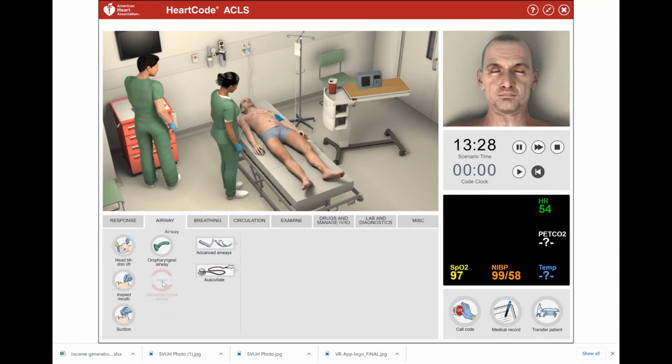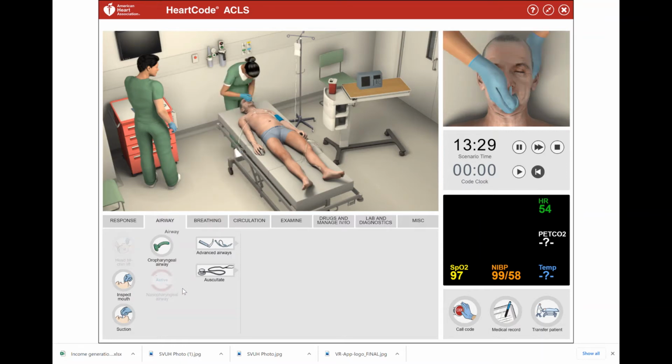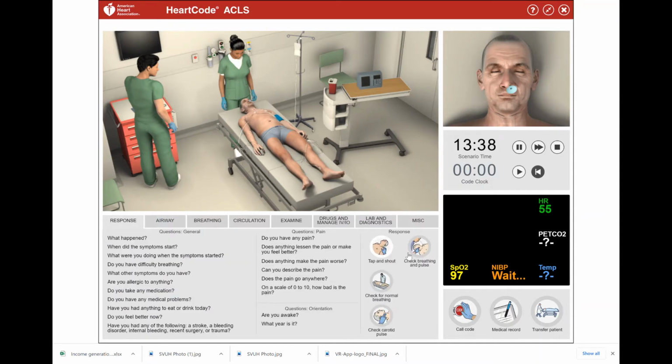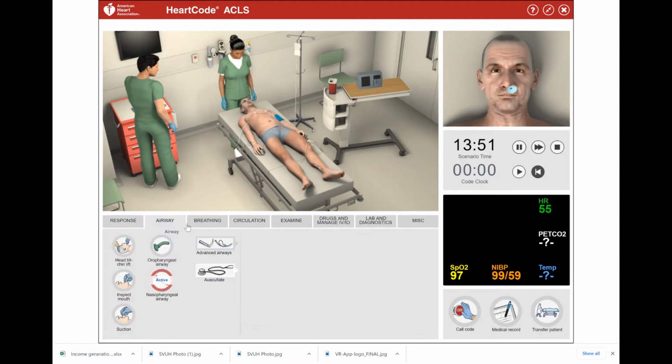Put a tube into his nose. See if he likes that. Generally speaking, it's not the most pleasant thing, and if you're conscious, you shouldn't tolerate it. So we'll see if he's conscious. Hello? Can you hear me? No, he's not conscious. Are you awake? He doesn't seem to be awake. For some reason. I wonder why.